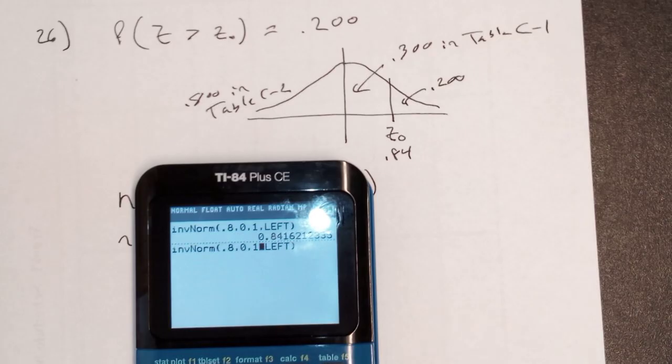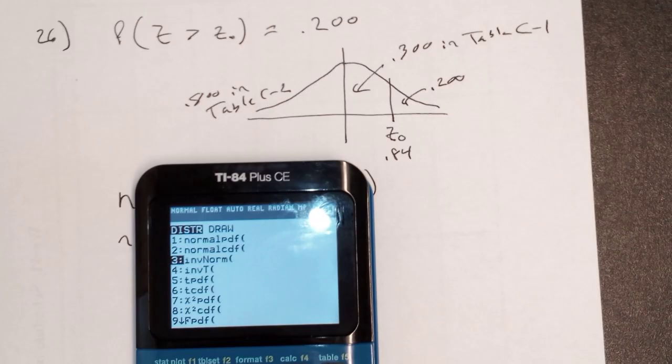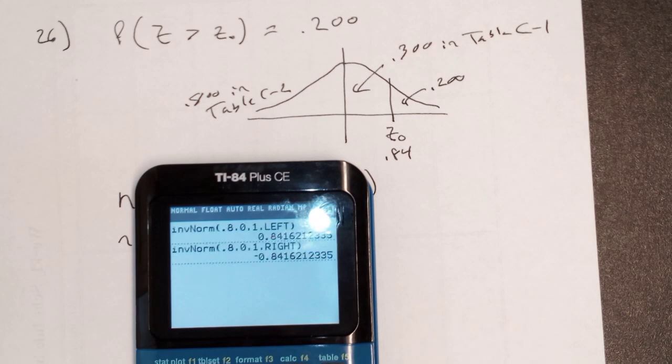I'm going to tell it. Oh, I can't make that change here. Distribution, inverse normal. Let's make it right. What did it do? It flipped the picture over 180 degrees, didn't it? So I want 80% of the area, but I'm starting up here on the right. That means I end up over here on the left side of 0, don't I? It just turned the picture over.